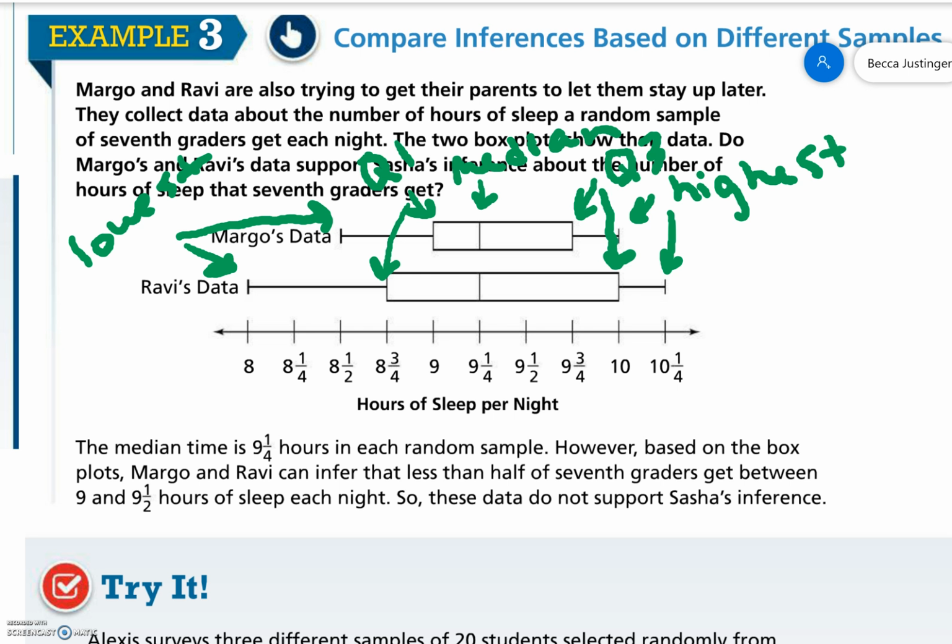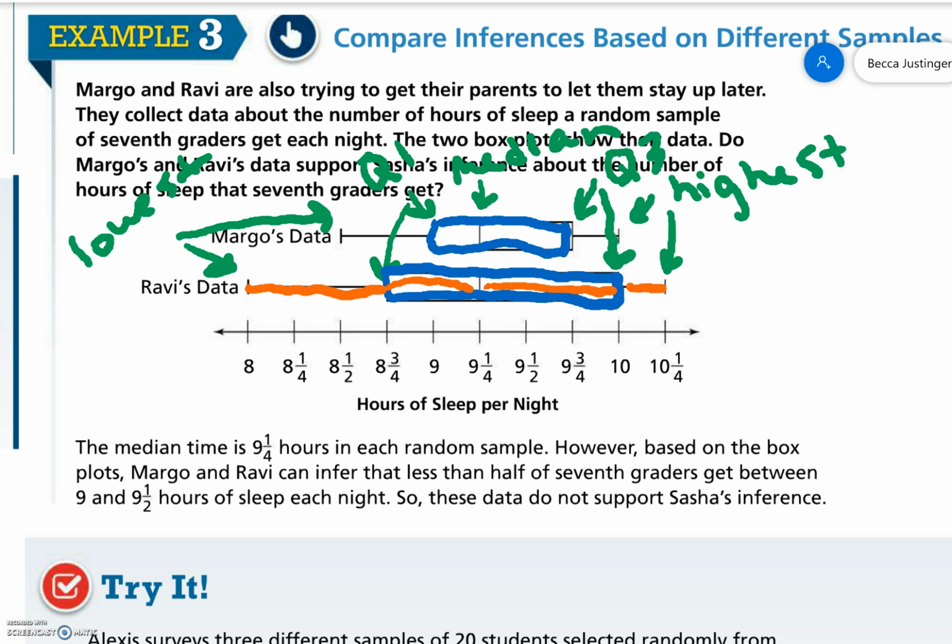The 50% of the data is within the box. It's 25% per each part. So like the first part, this is 25%, then this is 25%, which would be 50, this is 25, and this is 25. So the median time is 9 1/2 hours in each random sample.